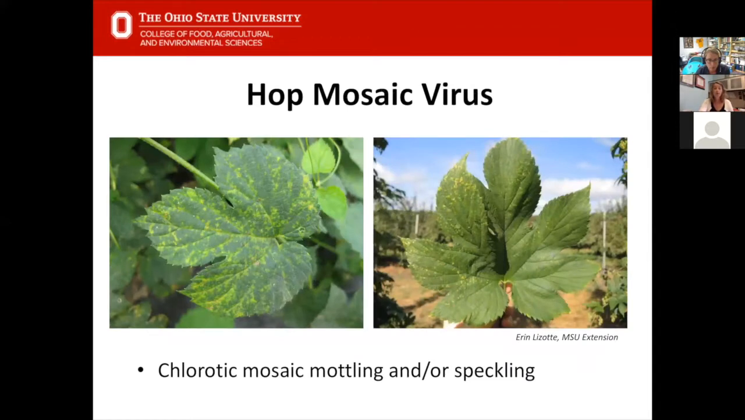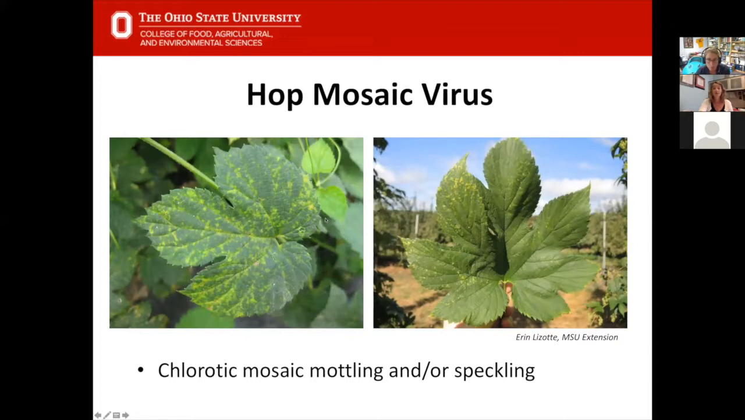For the hop mosaic virus, you have what we call mottling or speckling. You can see over here all of this speckling that occurs. It's chlorotic or yellowing, or almost a lime green appearance. You can also see the speckling here. Sometimes this can be confused with insect damage early on. So making sure that you're scouting for insects and also looking for signs of insects on the upper and lower leaves is useful. But otherwise, it's generally caused by a virus.